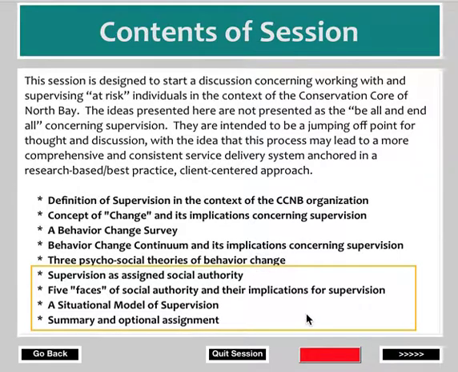Now, in this video, we're going to look at supervision as assigned social authority, and we're going to discuss 5 faces of social authority and the implications for supervision. And then we're going to try and tie the whole thing together, the 2 videos together, in what's called a situational model of supervision.